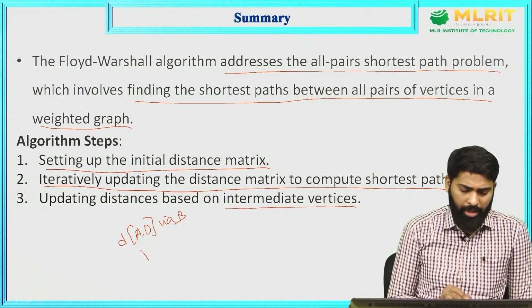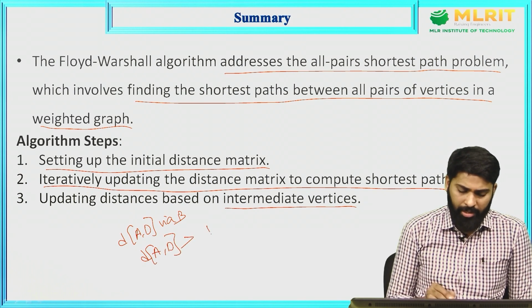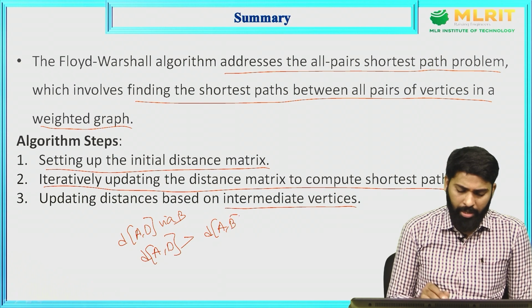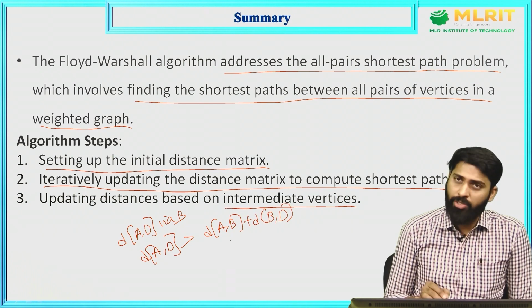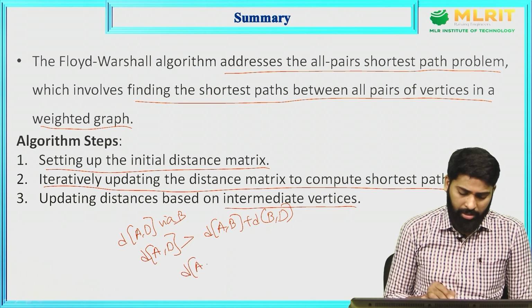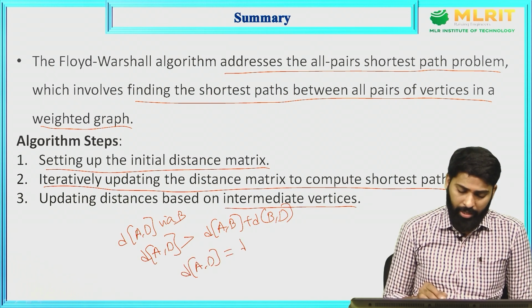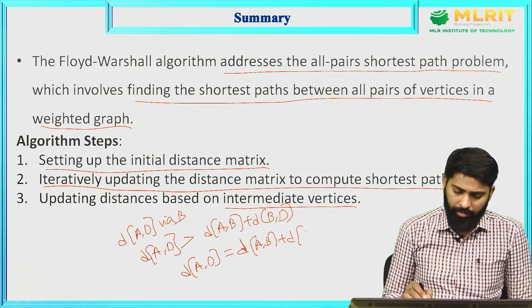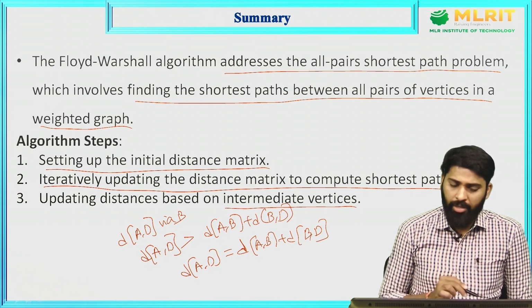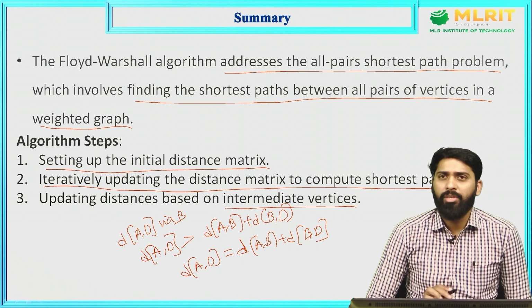Now what is the formula? So distance of A to D is greater than distance of A to B plus distance of B to D. If it is true, then I am going to assign distance of A to D equals distance of A to B plus distance of B to D. I hope you all understand the Floyd Warshall algorithm.